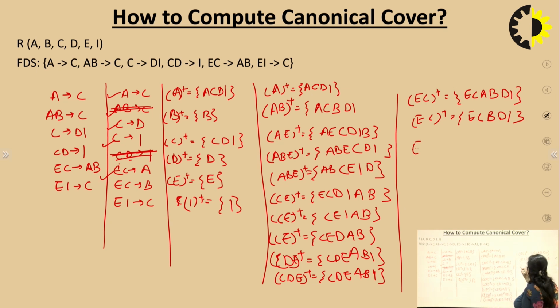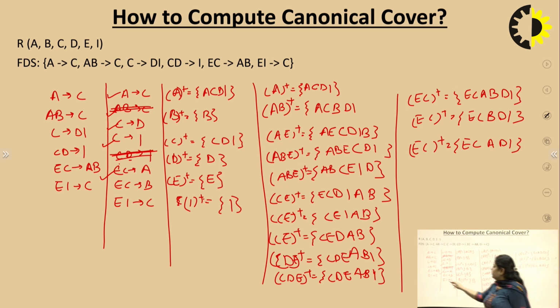Now again EC. Now hide the next one. EC determine B. What we are able to find? EC. Then from EC we are able to find out A. From C, D and I, but we are unable to find B. So this one is also essential.